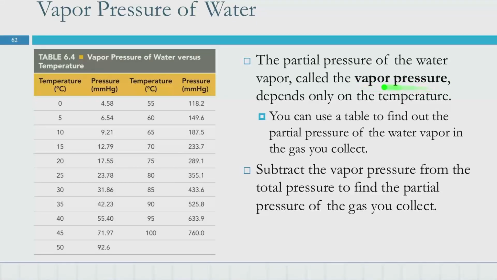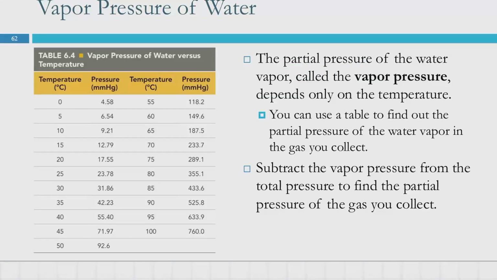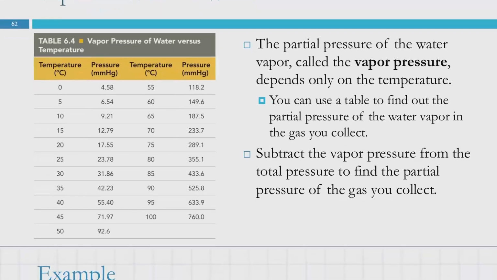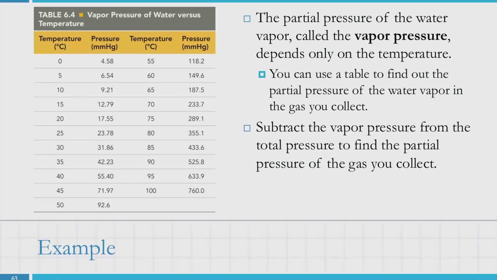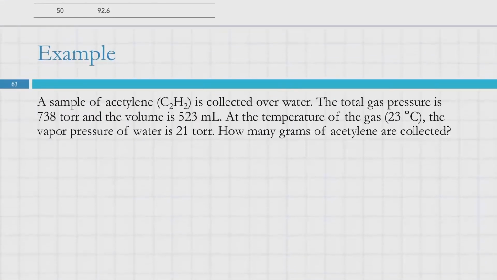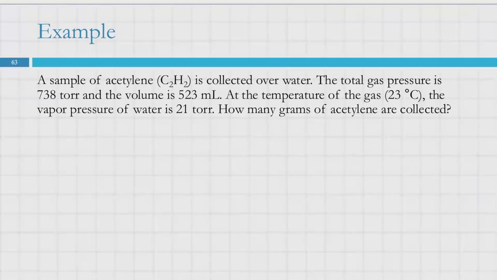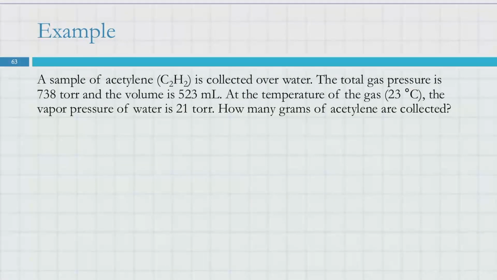So the vapor pressure of the water is the partial pressure. This is specifically at equilibrium. We're not going to talk about that yet. But the vapor pressure is how much water is in the vapor phase. And so we can use our law of partial pressures to calculate some of that information.